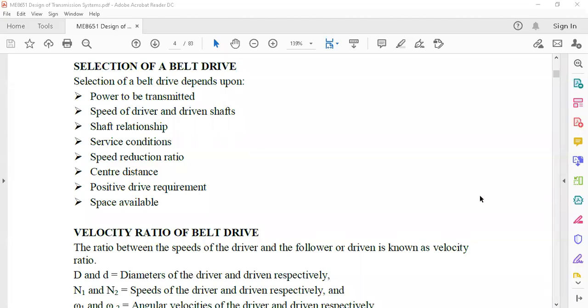Hi everyone, welcome to this online session of transmission systems. In this session, we are going to see how the selection of belt drives is done.